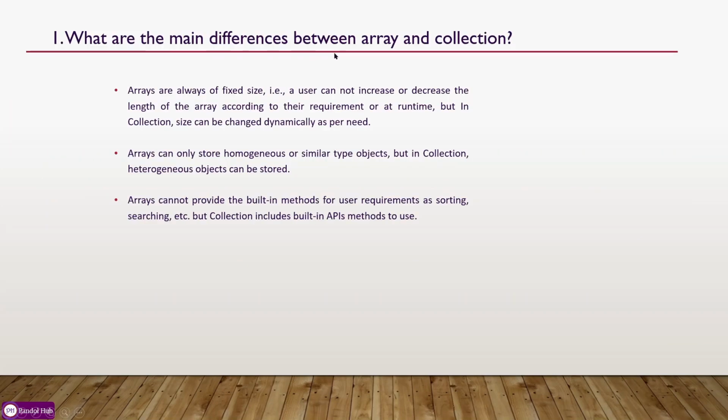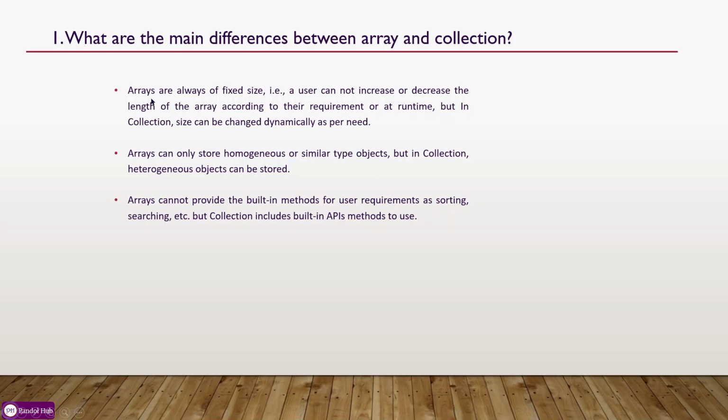What are the main differences between array and collection? Arrays are always of fixed size, that is, a user cannot increase or decrease the length of the array according to their requirement or at runtime, but in collection, size can be changed dynamically as per the need. Arrays can only store homogeneous or similar type objects, but in collection, heterogeneous objects can be stored. Arrays cannot provide built-in methods for user requirements such as sorting, searching, etc. But collection includes built-in APIs, which are methods to use.